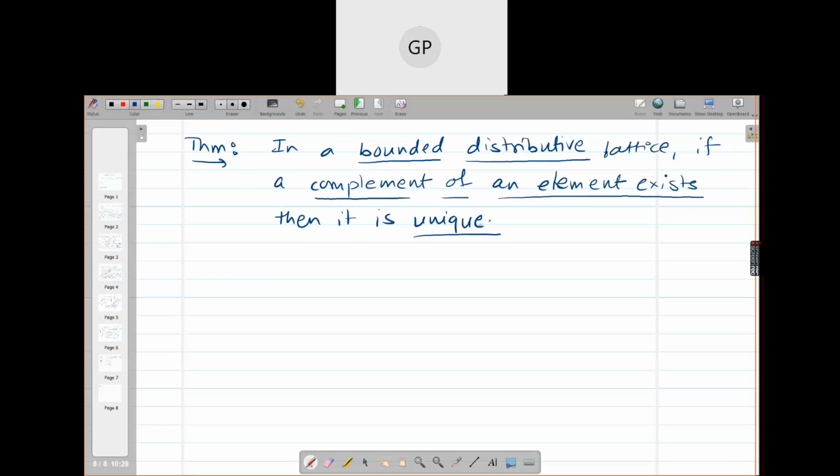So whenever we want to prove that the complement is unique, we consider the indirect method. That means we consider the negation of the conclusion and then we produce a contradiction.